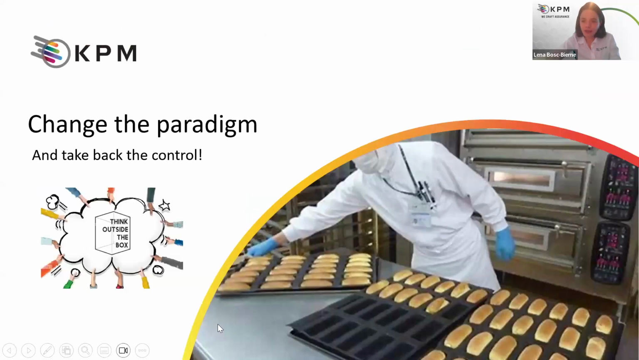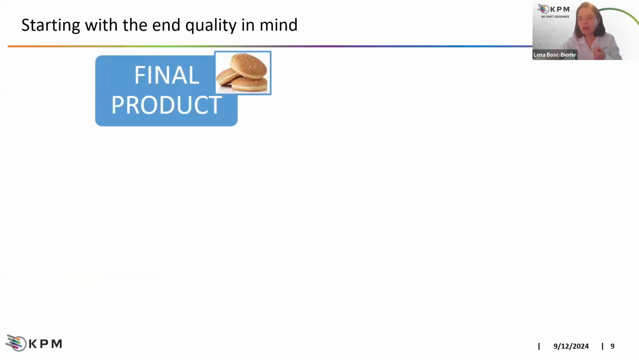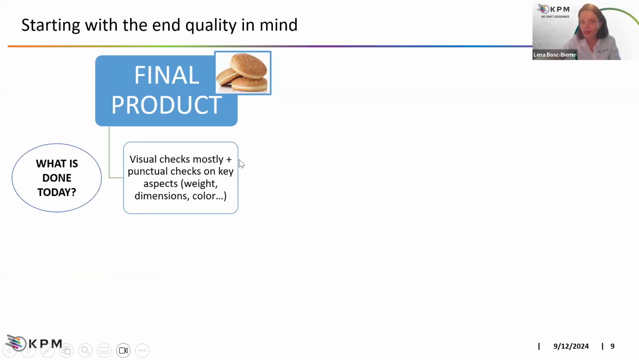So our idea is to change a little bit what we have been doing for 100 years, because it is no longer sustainable, and to take back the control at the baker's level. And it all starts by the end product. So here it's a burger bun, but it can be a pizza, it can be a biscuit. The strategy is a little bit the same.